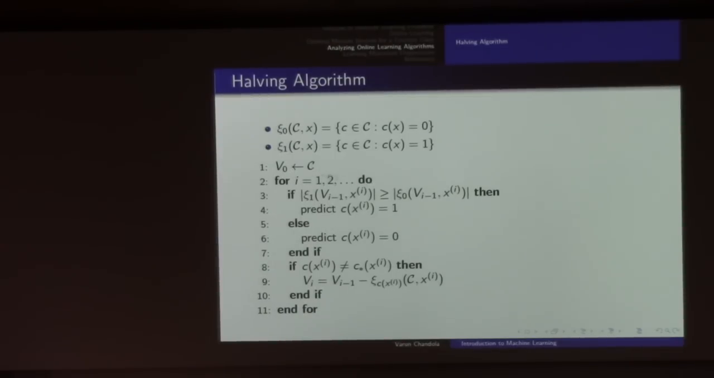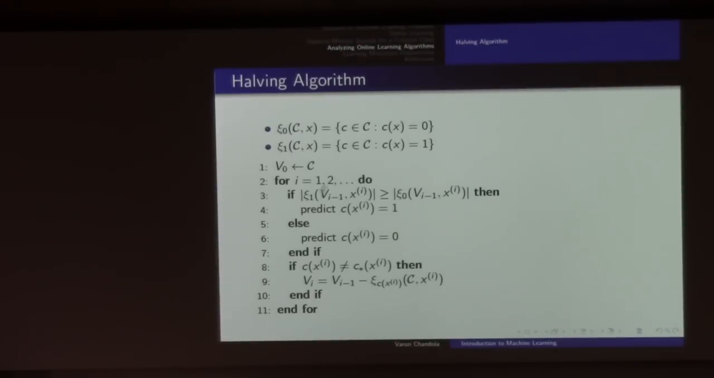This loop is going through the training data one by one. At any point, V subscript i minus 1 is the version space having seen i minus 1 data points. This is the size of that part of your version space which calls x positive, or malignant, and this is the part that calls x benign. Here it checks which one is bigger, which means which right now gives a majority decision of one type, and it uses that information to make the prediction.